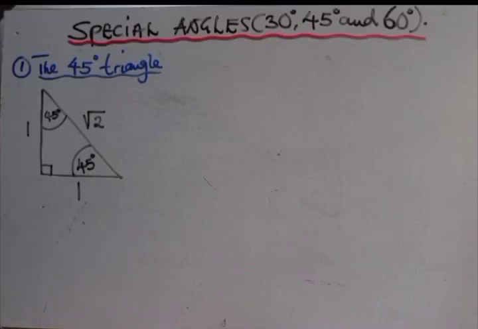We continue looking at trigonometry, and in this video we are specifically looking at special angles. These are 30 degrees, 45 and 60 degrees. These angles are special because you can find them without using a calculator.